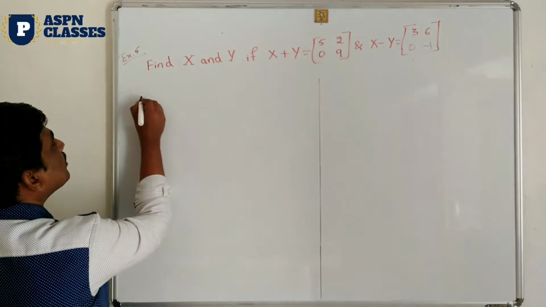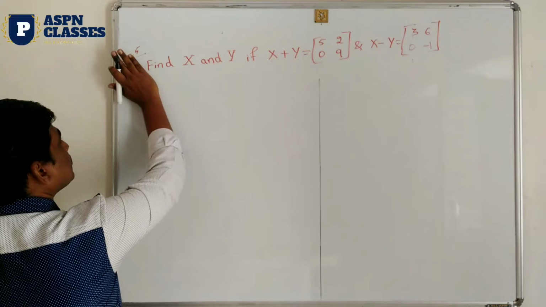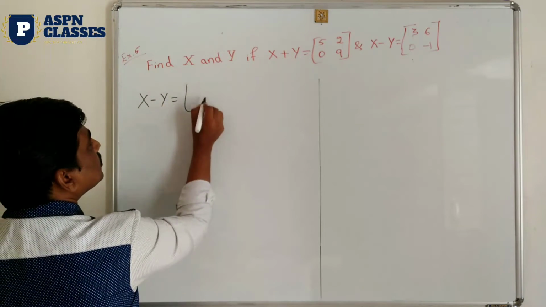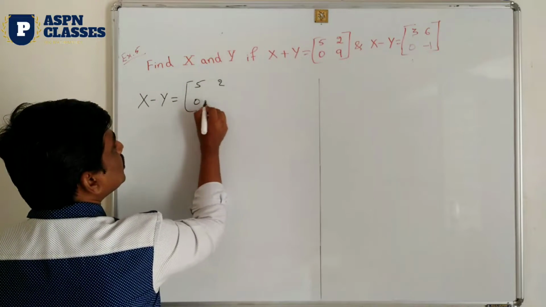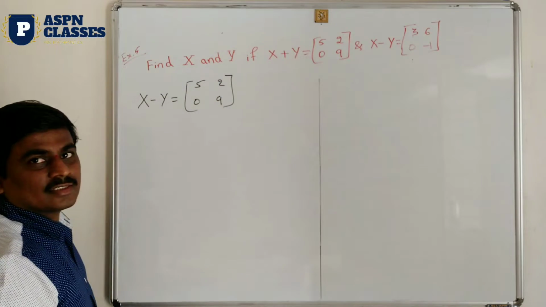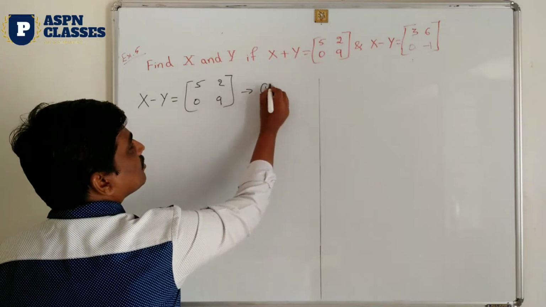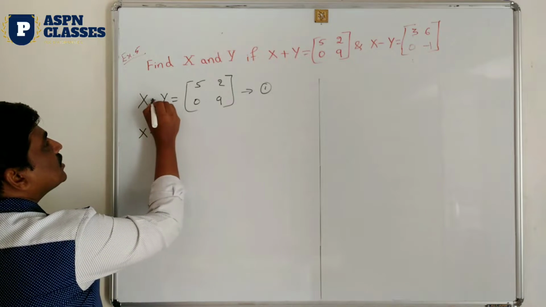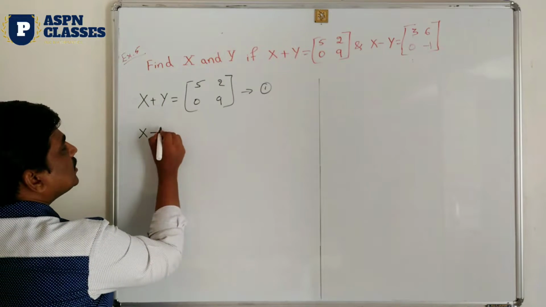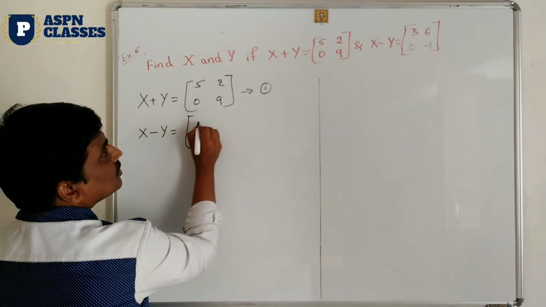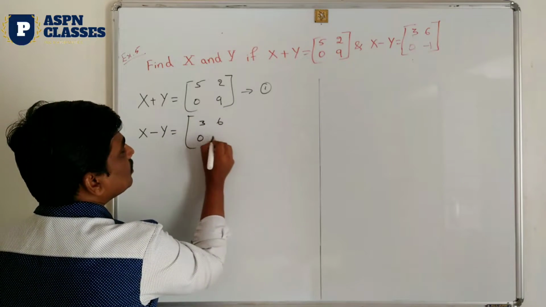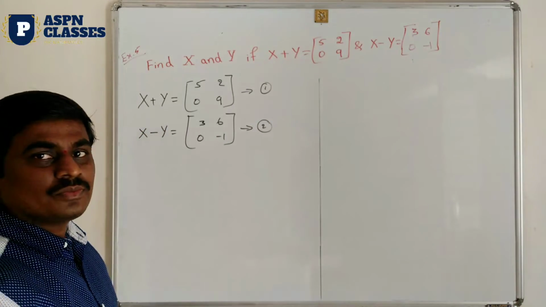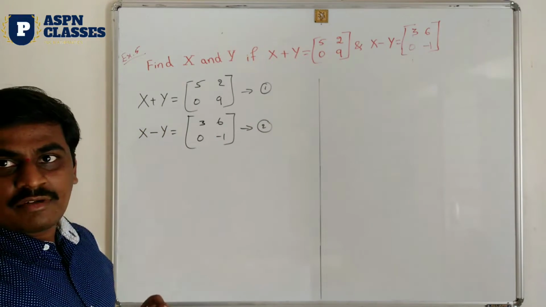First, what is the equation they given here? Observe x plus y is equal to 5, 2, 0, 9. This is the matrix answer, and you may also call it equation number 1. And next, x minus y is equal to 3, 6, 0, minus 1. You may consider this as equation number 2. Okay, equation 1 and equation 2 are given here.